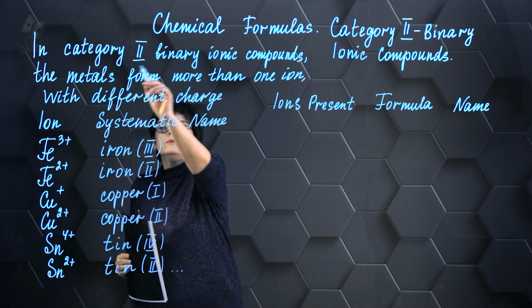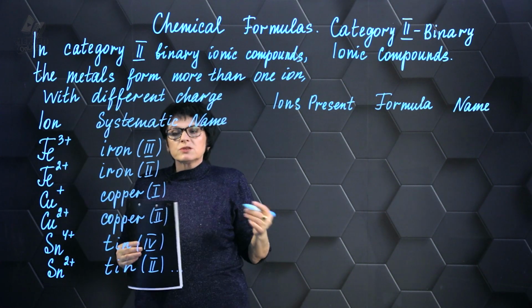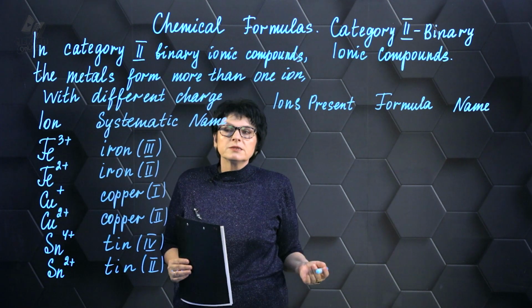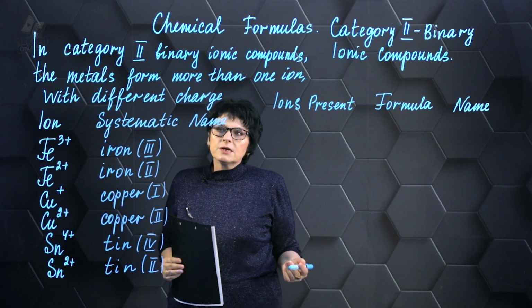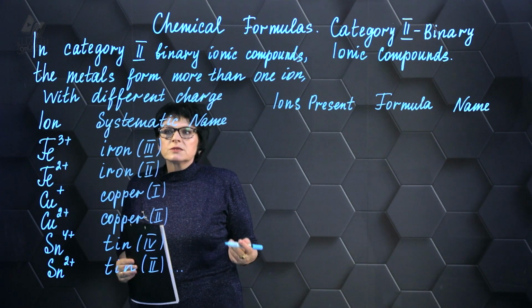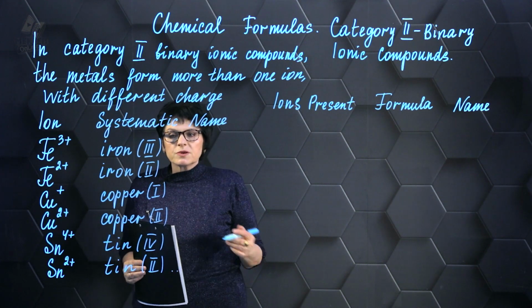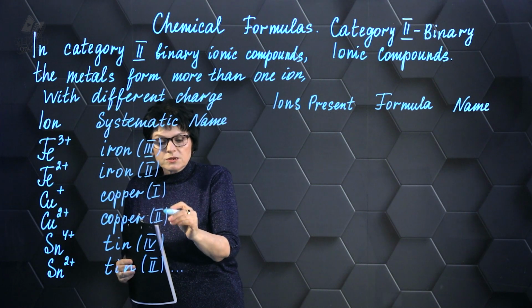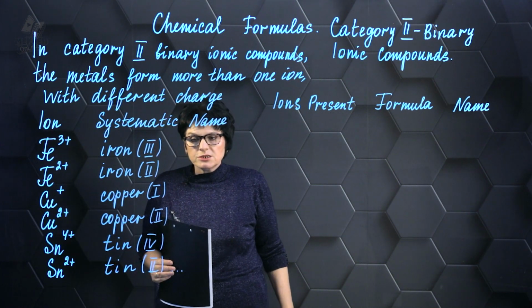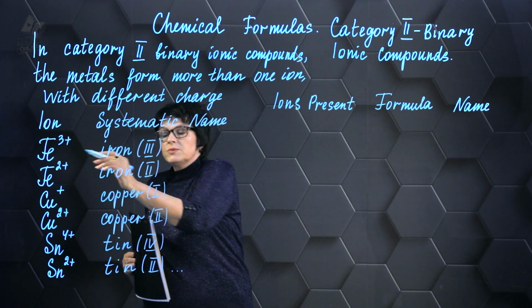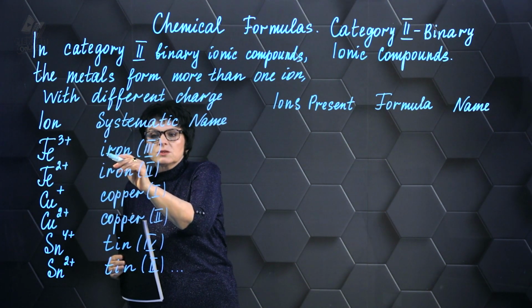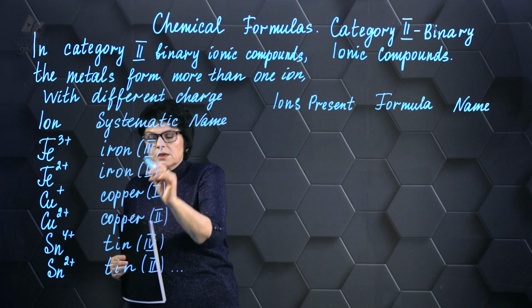This category encompasses elements that form compounds consisting of more than one type of ion, thereby exhibiting a diverse range of chemical properties and behaviors. And in this case, it is customary to indicate with Roman numerals in the name the exact charge of each of the particles. For instance, let's consider the iron ion with a charge of 3+. In this case, it is referred to as iron(III).